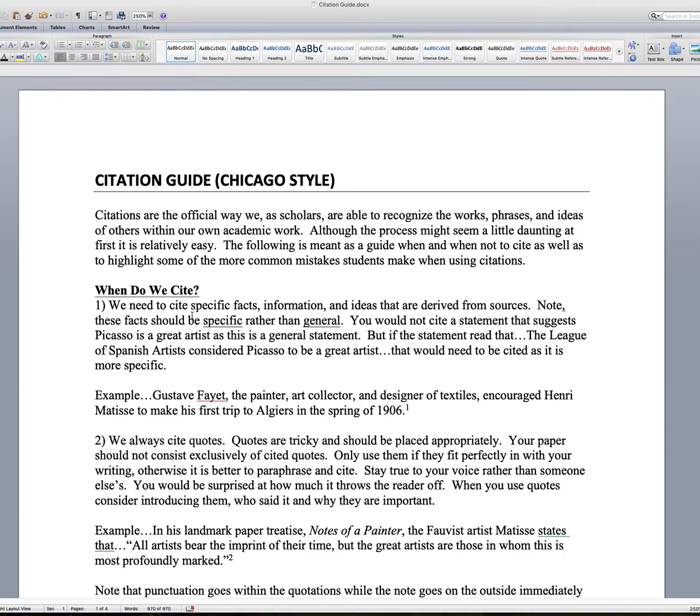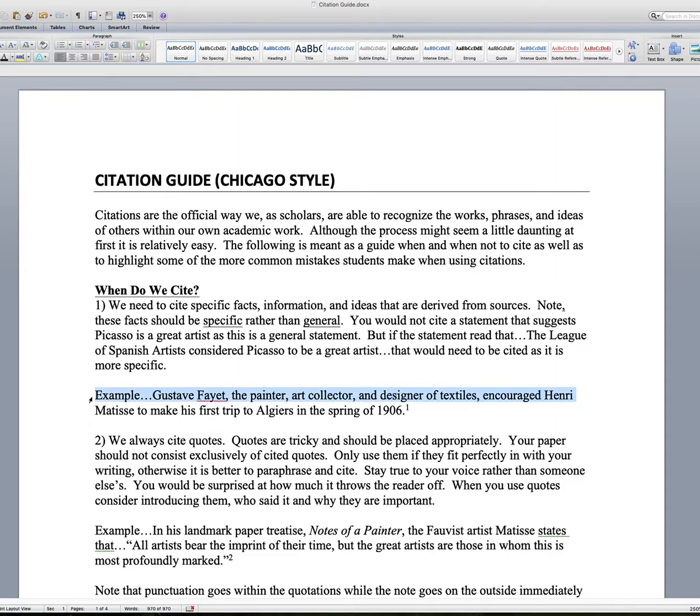You would not need to cite a statement that suggests Picasso is a great artist. That's a very general statement. But if the statement read that the League of Spanish Artists considered Picasso to be a great artist, then that would need to be cited, as that is more specific.